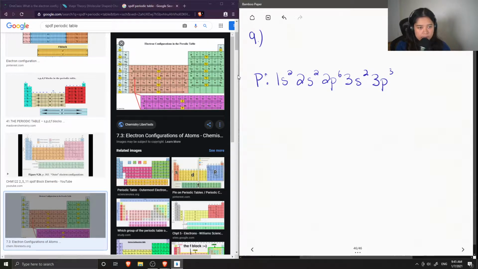3. And if we wanted to write the shorthand configuration, we find the noble gas that comes before phosphorus, which is neon. So you just put that in square brackets, and then you continue on the same way you'd normally do. Neon 3s2, 3p3. So this is the electron configuration of phosphorus.